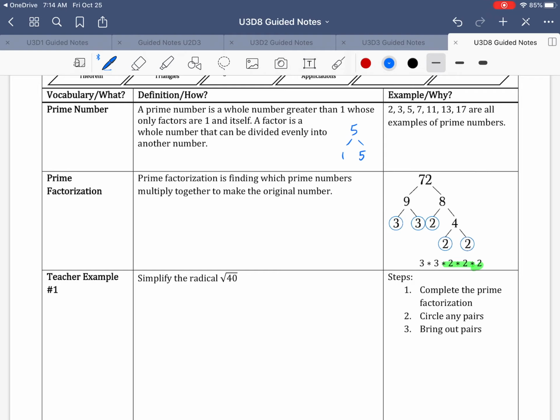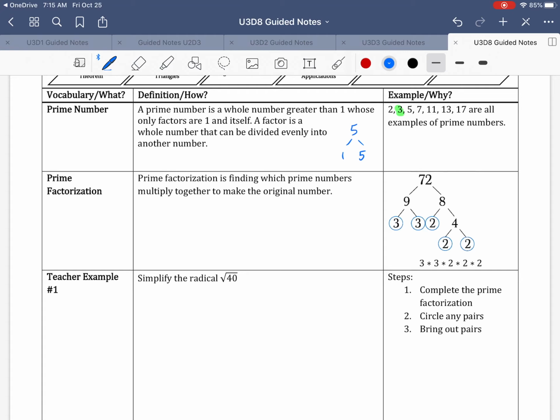Now, prime factorization is a process of finding which prime numbers multiply together to give you the original number. So if we look at the number 72, for example, we found some factors that break up and give us 72. So we thought of 9 and 8. Well, 9 and 8 aren't prime numbers, which means you have to keep going. So what are numbers that give us 9? Well, 3 times 3 equals 9, and 3 is a prime number.